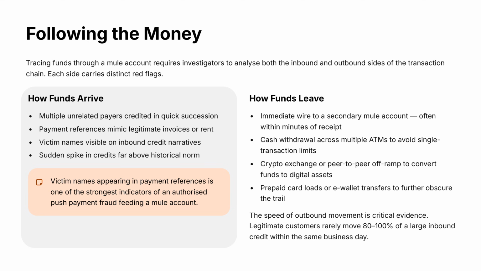On the outbound side, you will see immediate wires to secondary Mule accounts, often within minutes of receipt. Cash withdrawals across multiple ATMs avoid single transaction limits. Crypto exchange or peer-to-peer off-ramp transactions convert funds to digital assets. Prepaid card loads or e-wallet transfers further obscure the trail. Remember, legitimate customers rarely move 80 to 100% of a large inbound credit within the same business day.